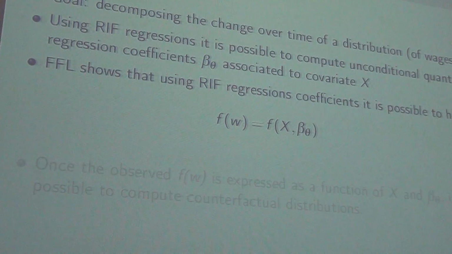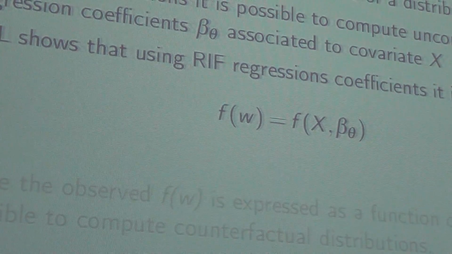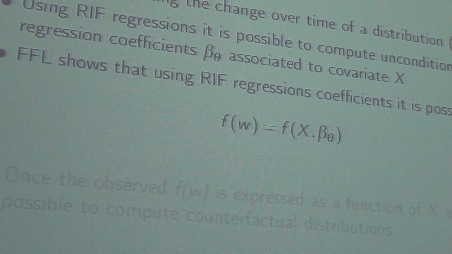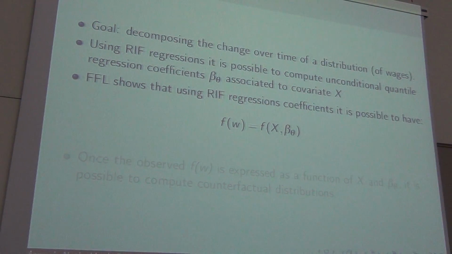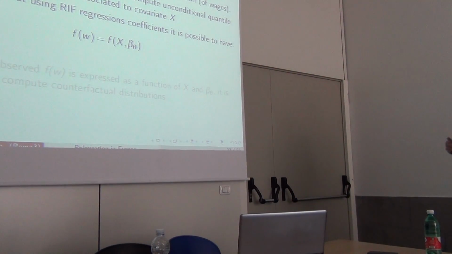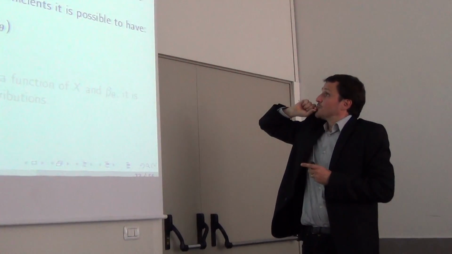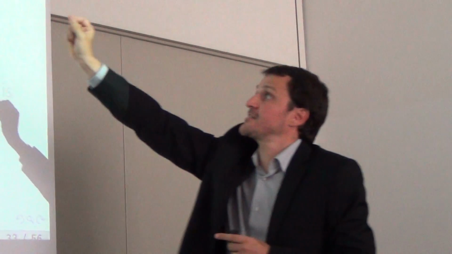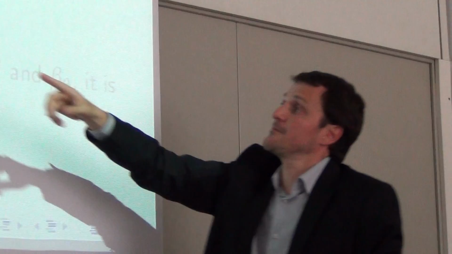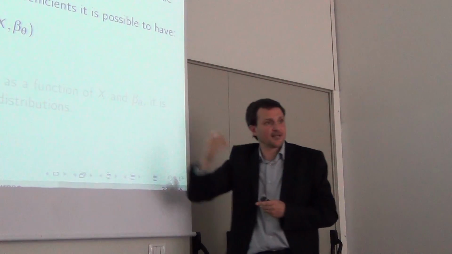So our goal is to decompose the change over time of a distribution. In our case, wages. So we have two distributions at two moments of time. There is a change over time. We want to explain which variables this change is due to. So using this RIF regression, it's possible to compute some coefficients that are associated to the covariates, some quantile coefficients. Okay? So we can write the distribution of wages as a function of the X, the characteristics of the individuals, and of the beta, the returns of those characteristics. Okay?